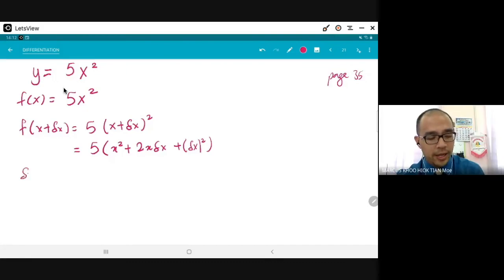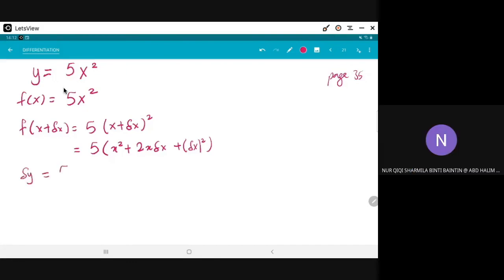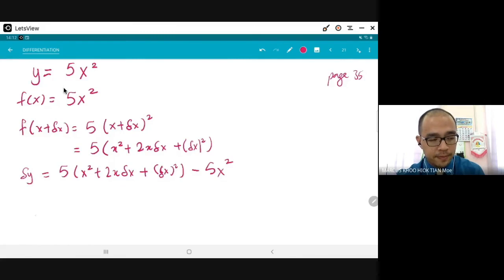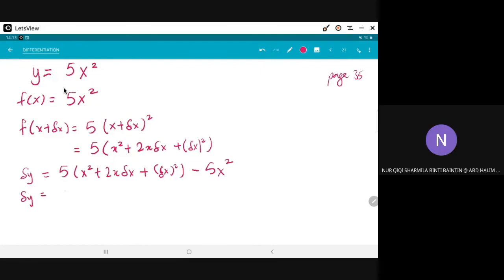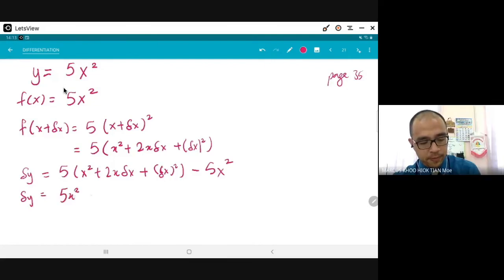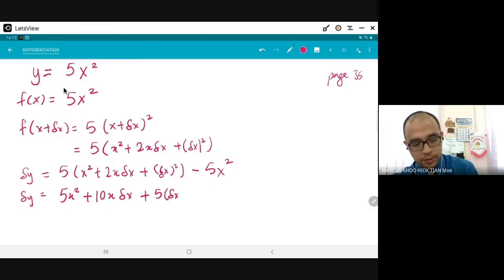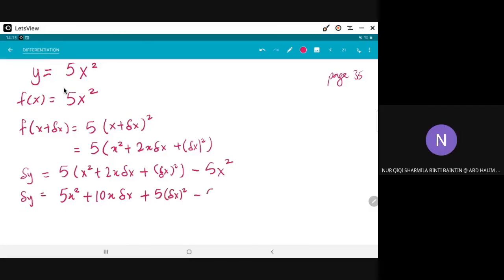Oh, okay, itu del y. Okay, sorry ya. So, saya kasih 2x del x plus del x squared, minus 5x squared. Is that what you want? Yeah. Okay, yes. And then after that? Then kasih kembang lagi. Okay. So 5x square plus 10x del x plus 5 in bracket del x square, minus 5x square. Very good. Okay. Good.